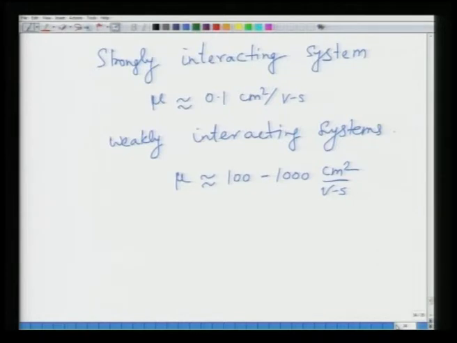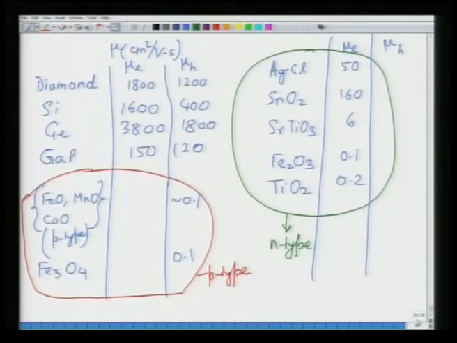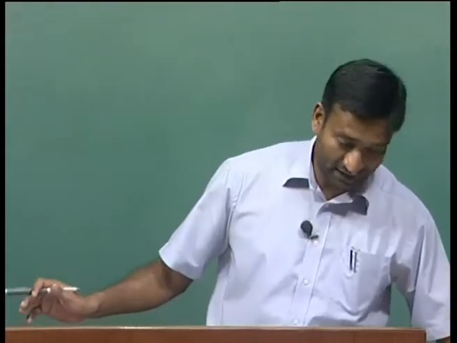We talked about strongly interacting systems and weakly interacting systems. Typically strongly interacting systems are ionic solids, and weakly interacting systems would be your semiconductors or even metals. In metals, there is no interaction at all; they are free electrons. So this is the picture which emerges when we look at the difference between ionic and metallic conduction.